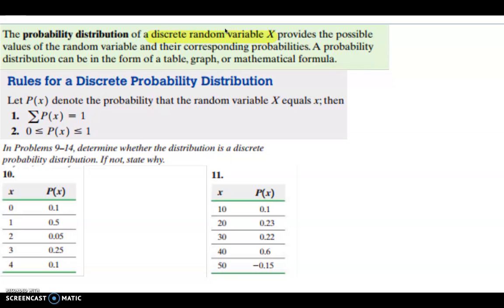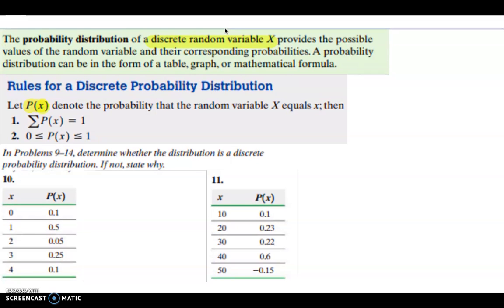Okay, so here are the rules. Let P of x denote the probability that the random variable X equals some lowercase number. So, if we were looking at the number of people with type A blood in a group of 20, as we mentioned in the last one, say what's the probability that 5 of the 20? Then that x, this lowercase x, would be 5.